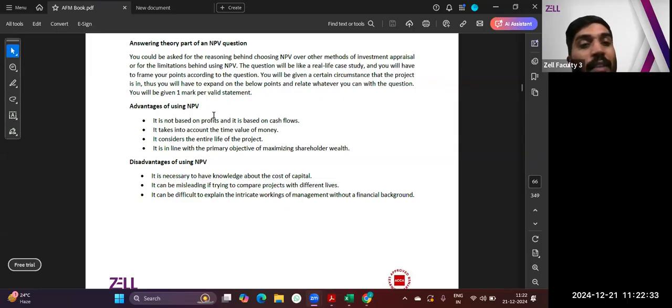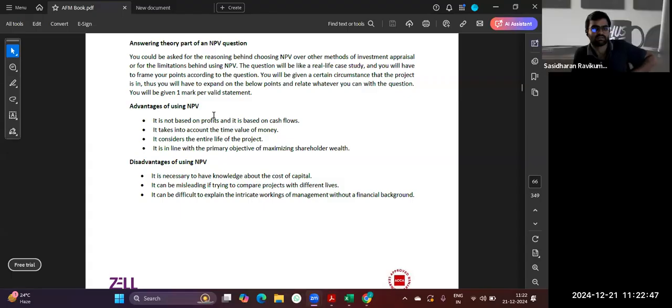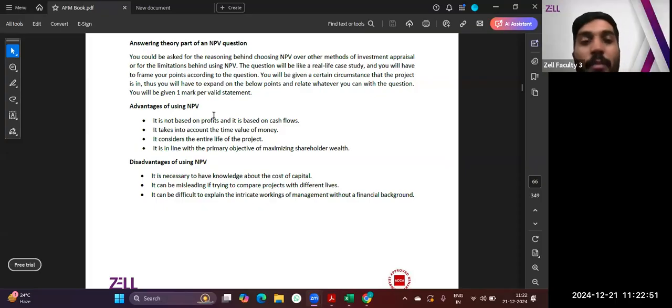Okay. So what are the advantages of NPV? First of all, it is not based on profits, it is based on cash flow. Why is this an advantage? Because profits can be manipulated. When we talk about manipulation, we are not talking about fraud over here. We are talking about interpretation of the accounting standards. You can interpret accounting standards in multiple ways.